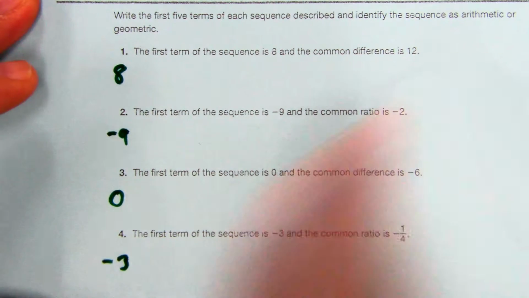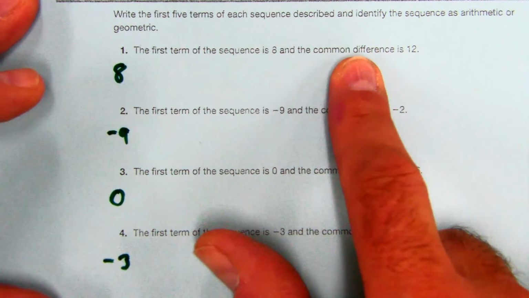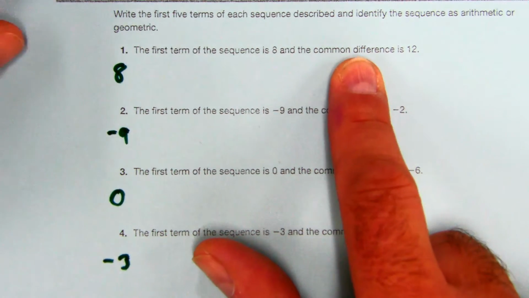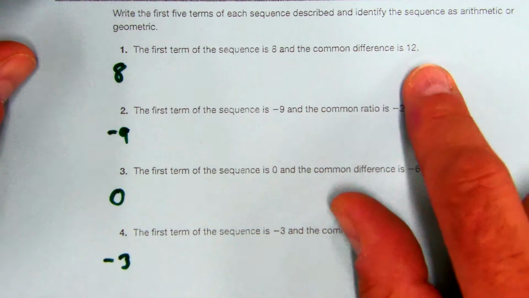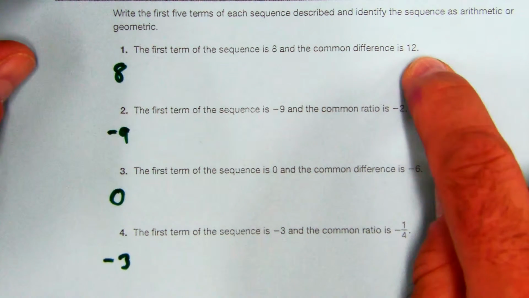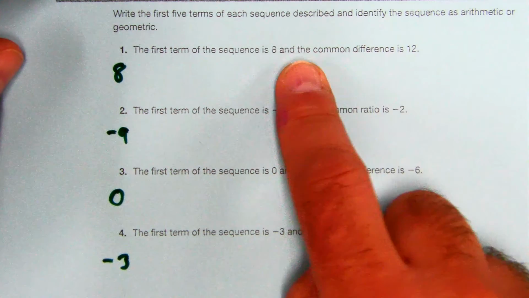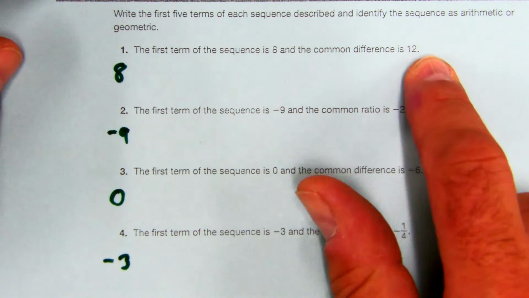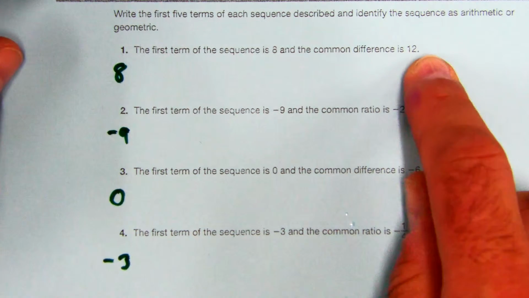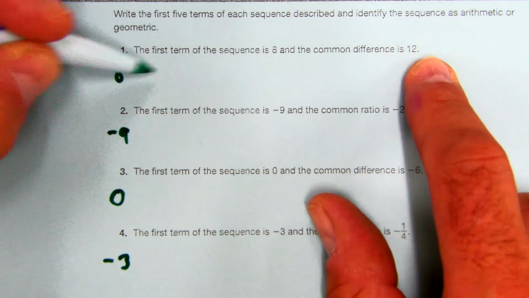Okay, so they use the words common difference. Common difference means it's an adding or subtracting problem, and I look at the 12. The 12 is positive, so I'm adding. If it was -12, I'd be subtracting. So common difference tells me add or subtract, and the number tells me whether I'm adding or subtracting. If it's a positive number, I'm adding. If it's a negative number, I'm subtracting. So I'm supposed to add by 12.